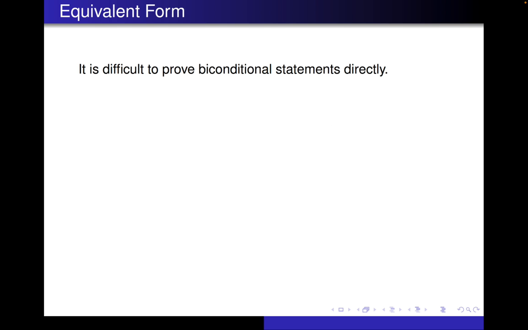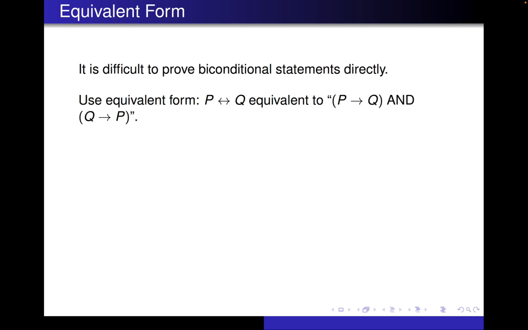Now, it is usually very difficult to prove biconditional statements directly, so we usually have to use an equivalent form, and rather than trying to explore our way to the equivalent form, I'll just give it to you right now. The equivalent form is: if P then Q, and if Q then P. So in order to have the biconditional statement, you prove two conditional statements: the statement P implies Q, and its converse, Q implies P.